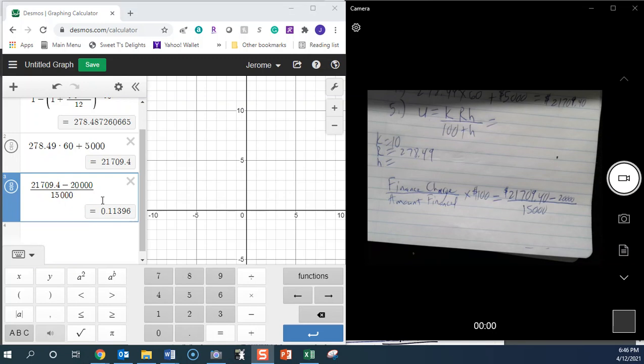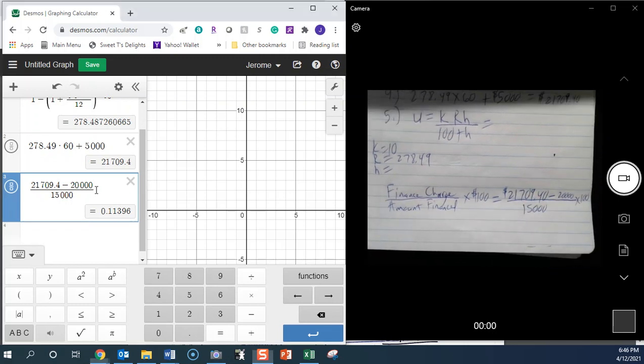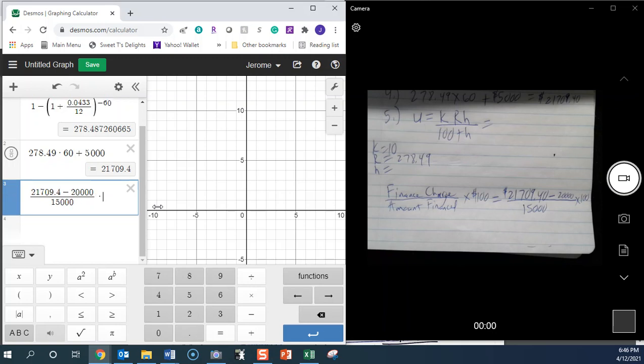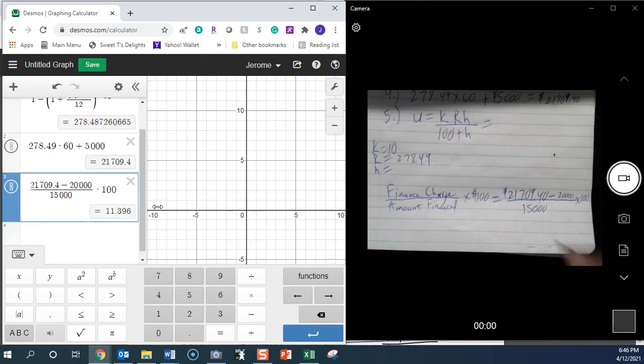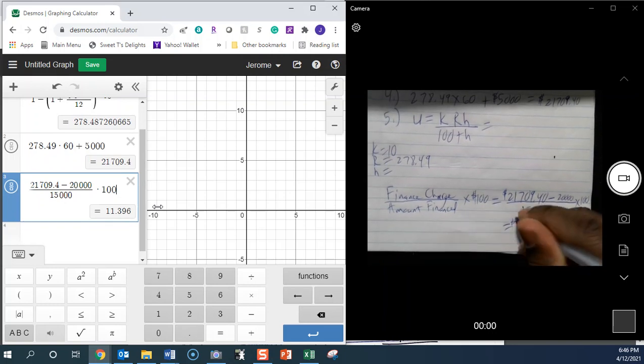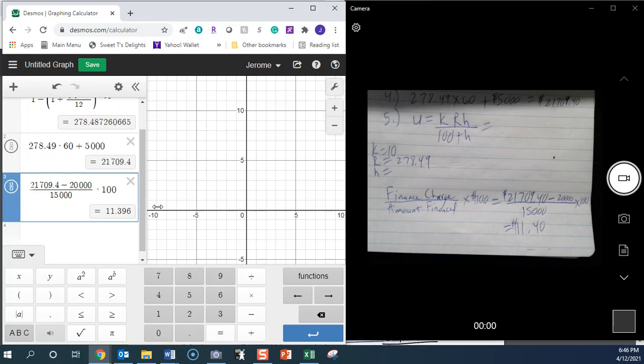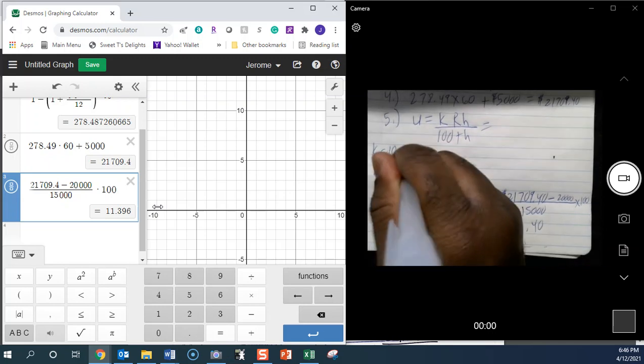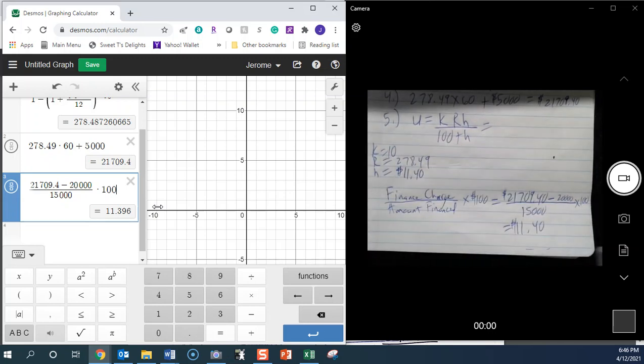Okay, so now we have this amount here. But one thing we forgot to write here. Remember, we're supposed to multiply this by 100. So we have to take this and multiply it by 100. So this comes out to be $11.40. So that is what our H would be. H would be $11.40.